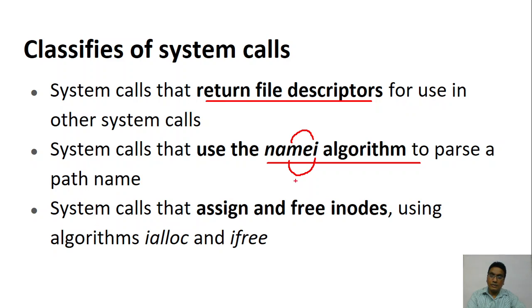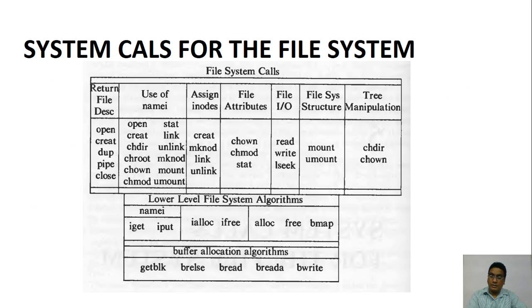We have other categories of system calls, and in particular they make use of the assignment and freeing of inodes using the ialloc and ifree algorithms. Now let's look at the different categories that are being used.